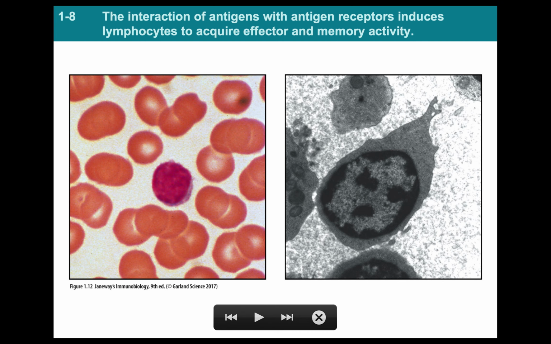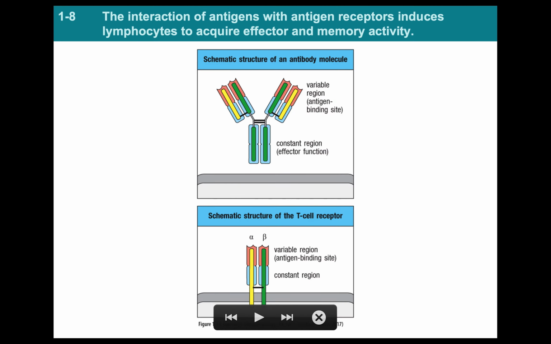Okay, so what's next? Well, next thing that has to happen is antigens, which is a little piece of that virus or bacterium or whatever is making trouble, are going to be presented on antigen receptors, and these are going to cause white blood cells to acquire effector activity. That means they're going to change in a way that makes them effective against that virus or bacterium or whatever. Okay, so how does this work? Well, a couple different ways.